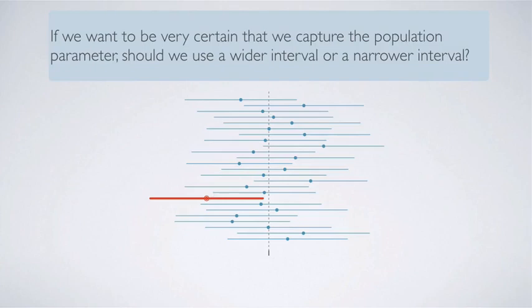If we want to be very certain that we capture the true population parameter, should we use a wider interval or a narrower interval? Looking at this figure, it seems like a wider interval would indeed be much better. You can think about the red interval that is plotted on this figure and imagine that it extends even further. It would be much more likely for it to then capture the true population parameter, which is shown here as the vertical dashed line. Therefore, as the confidence level increases, so does the width of the confidence interval.